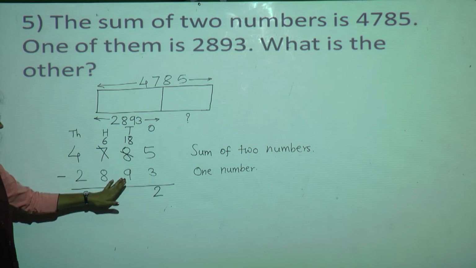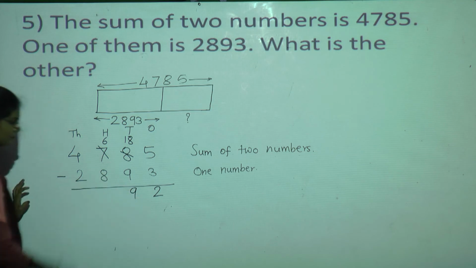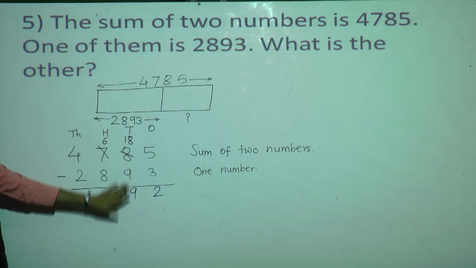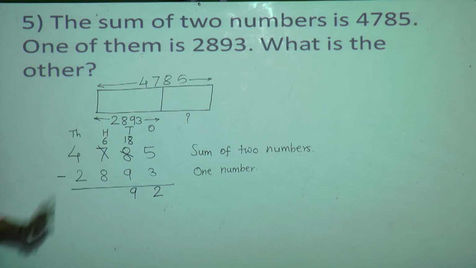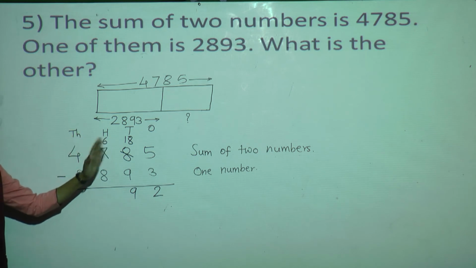So count your fingers after 9. Yes, 18 minus 9 is equal to what? 9. So write 9 at tens place. Then move to the hundreds place. Here 6 is there, here 8 is there. Again 6 is smaller than 8. So again here we can't do the subtraction.